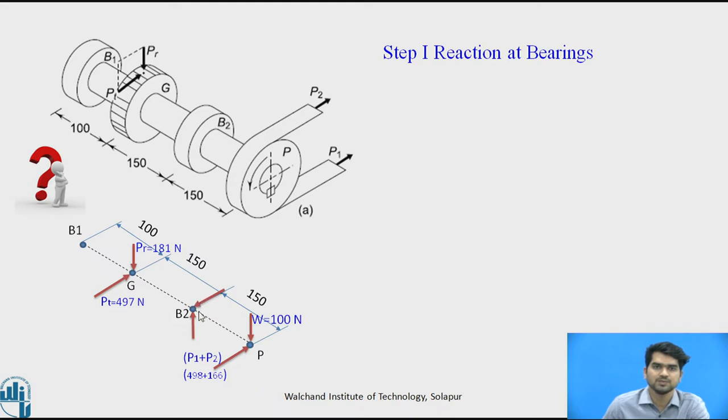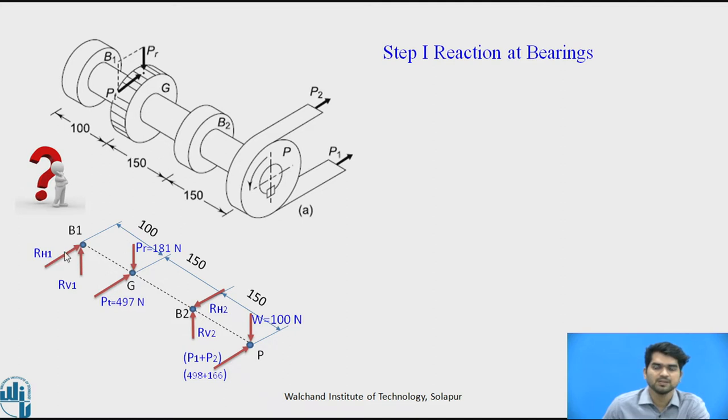These are the reactive forces acting on bearing number 2, that is RV2 in the vertical plane and RH2 in the horizontal plane. Similarly, on bearing number 1 there are RV1 and RH1. These four values we have to find out, that is, we have to calculate the reactive forces acting on bearing number B1 and B2.